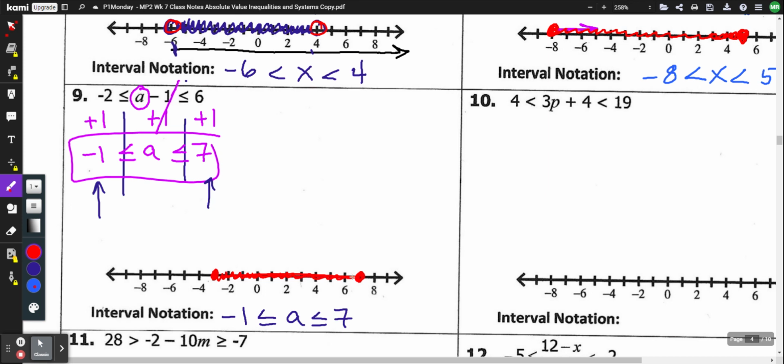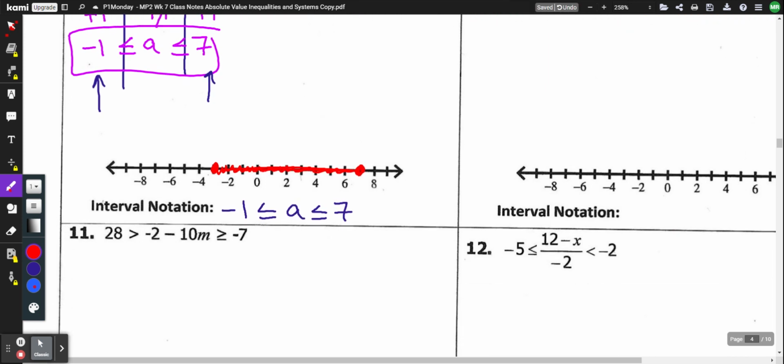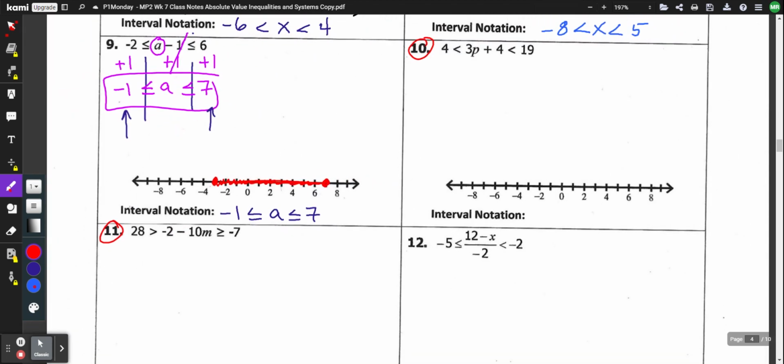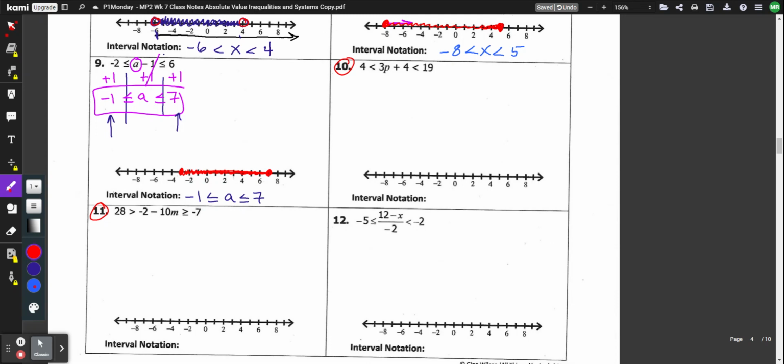What I want you to do is work on number 10 on your own, and 11. You can work with your groups, work together, talk to your buddies next to you, and see if you can get the answers for 10 and 11. I'm going to check those when I come back on Thursday. Don't worry about doing number 12.